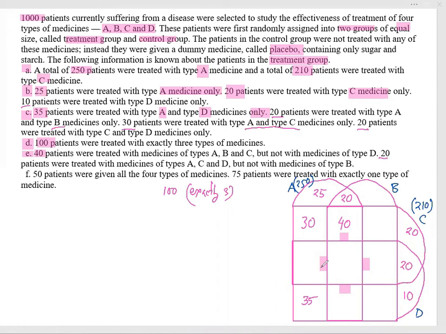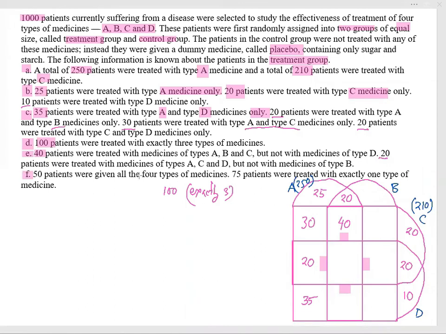This is A, C, and D. So these, ACD, 20 patients were treated with medicine ACD. So 20 would go in this zone. This is our point number E also done. Okay, let's go for number F.